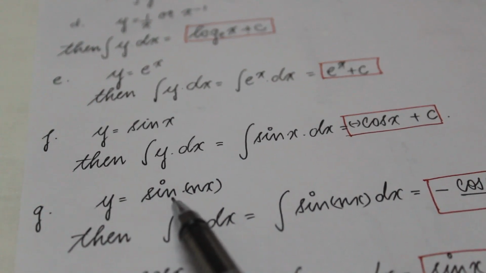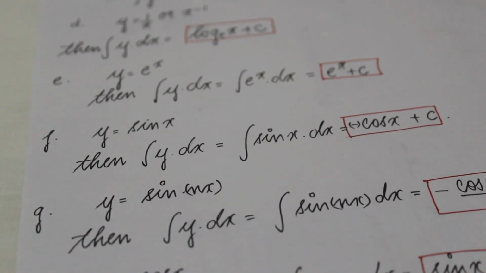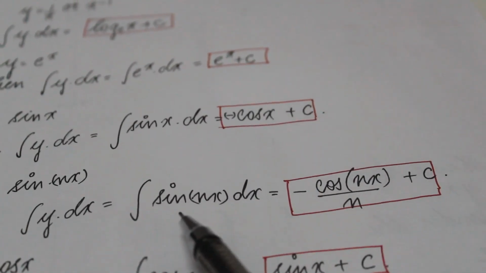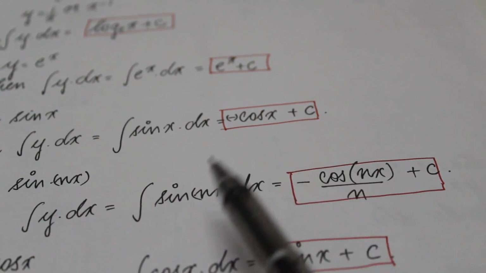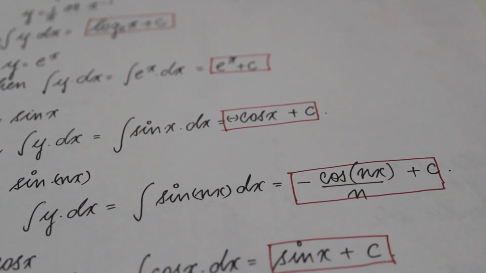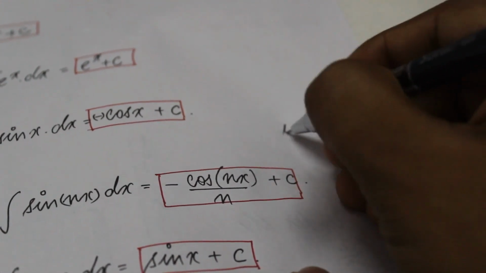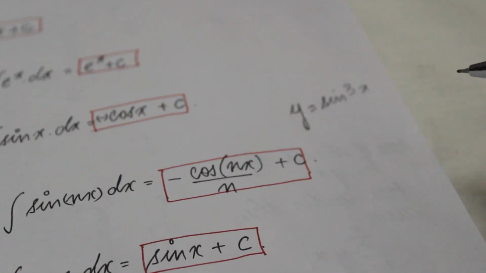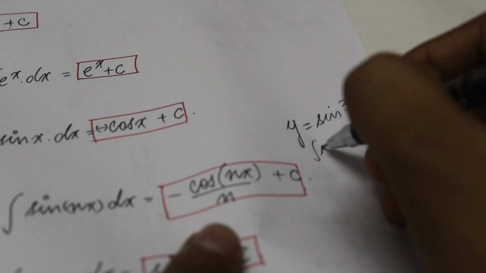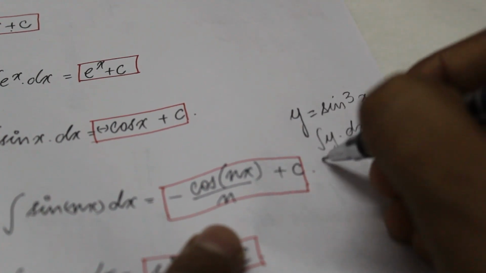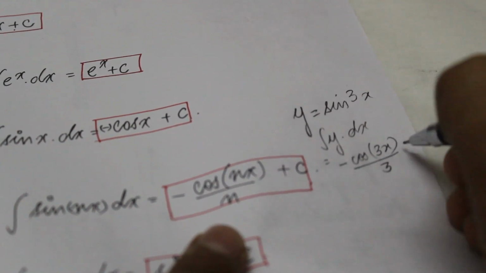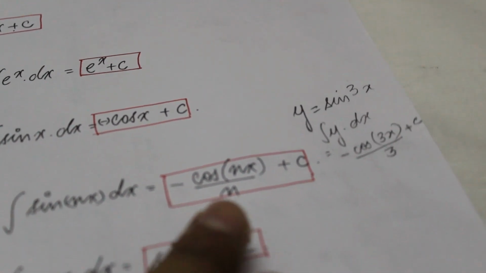If the function is in the form of y is equal to sin nx, then the integration will be, as you know, integration of sin x is minus cos x, so you will simply write this value over here. Let's take an example. If y is equal to sin 3x, then what will be its integration? Integration of y dot dx will be equal to minus cos 3x upon 3 plus c. C is over there because it is an indefinite integral.